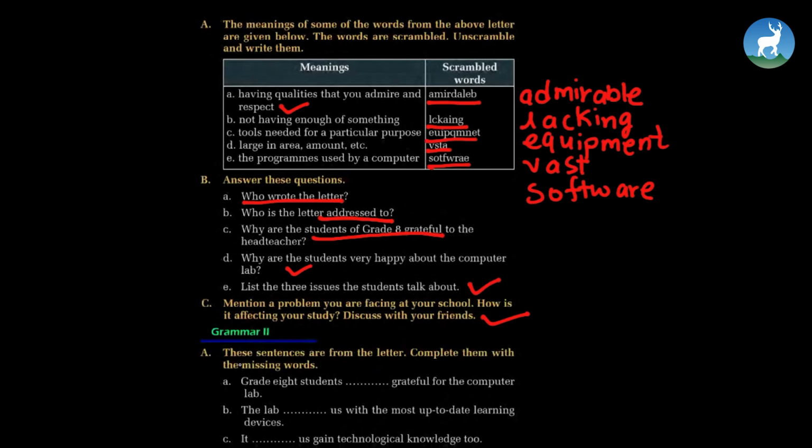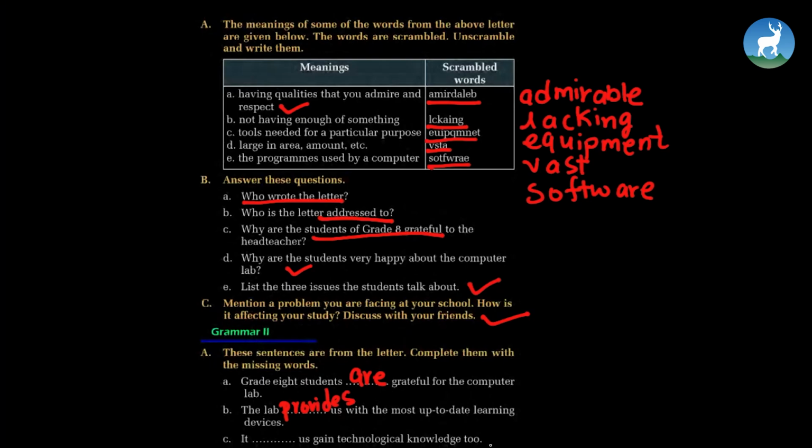Now we have grammar. These sentences are from the letter. Complete them with the missing words. So to find the answer to these questions, you are supposed to be referring to the letter itself. Grade 8 students dash grateful for the computer lab. Grade 8 students are grateful for the computer lab. Next, the lab dash us with the most up-to-date learning devices. The lab provides us with the most up-to-date learning devices.